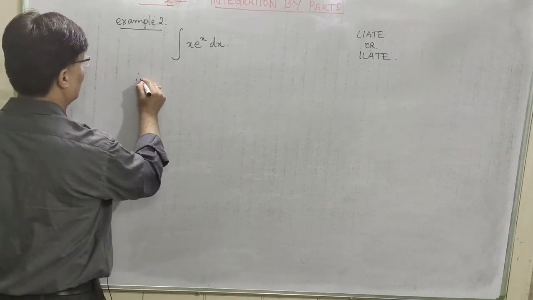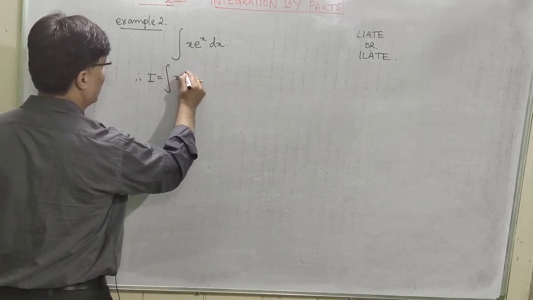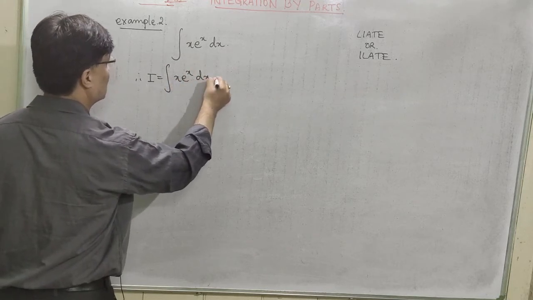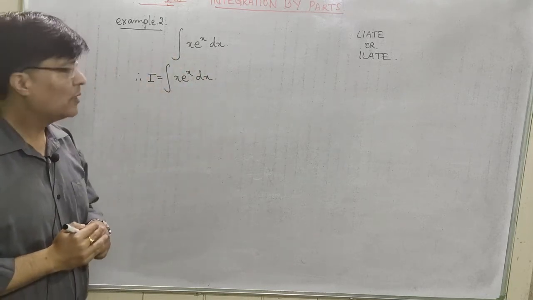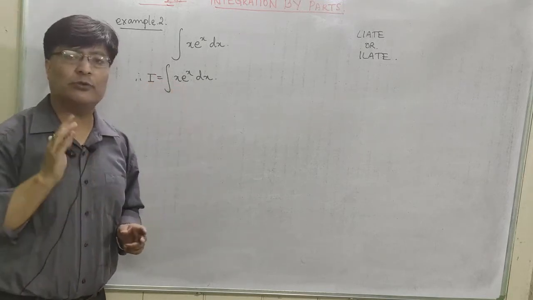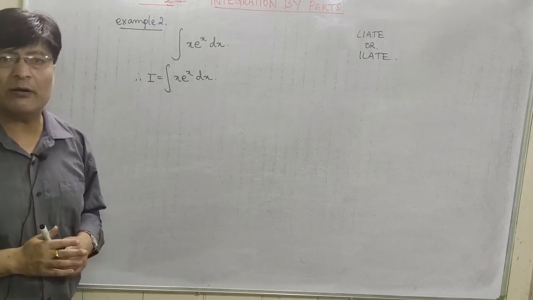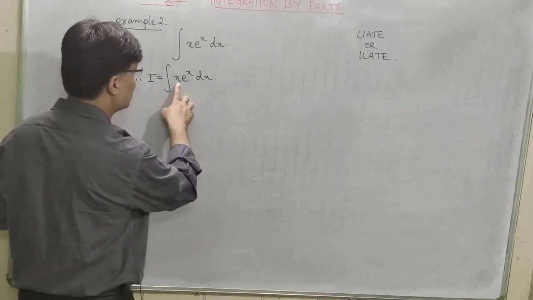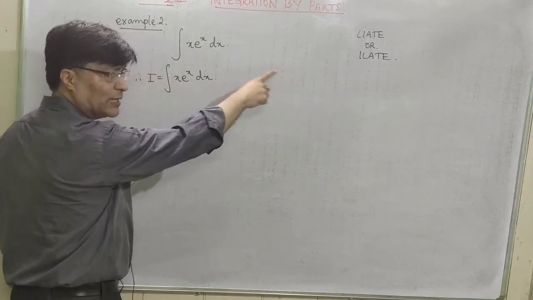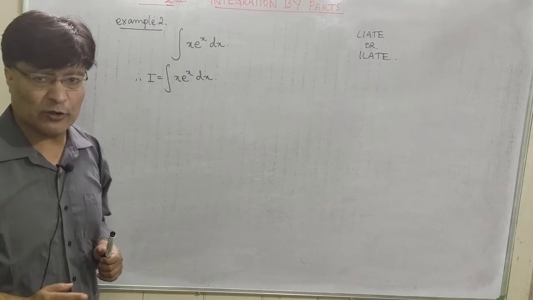So let us first write, we are integrating it. I is equal to integration of x e to the power x dx. Now this is also the integration of the product of two different functions. One is x and the other one is e to the power x. What is x here? x is an algebraic function, that is A. And e to the power x, you know that it is the exponential function.